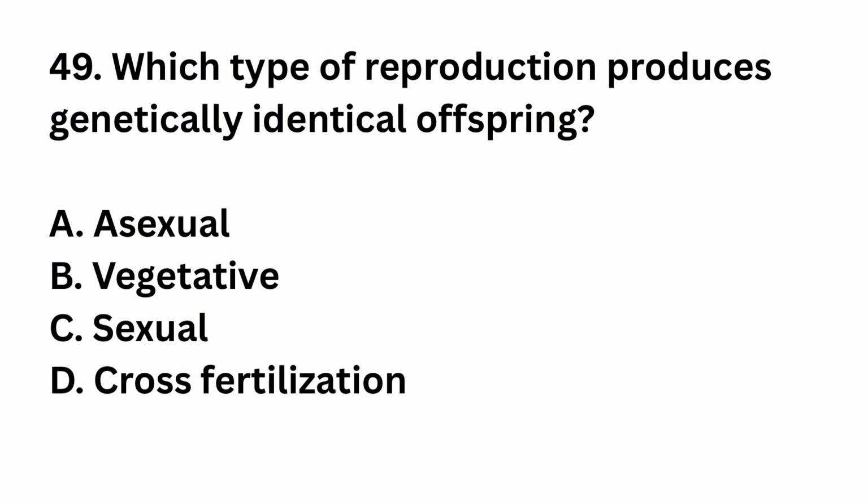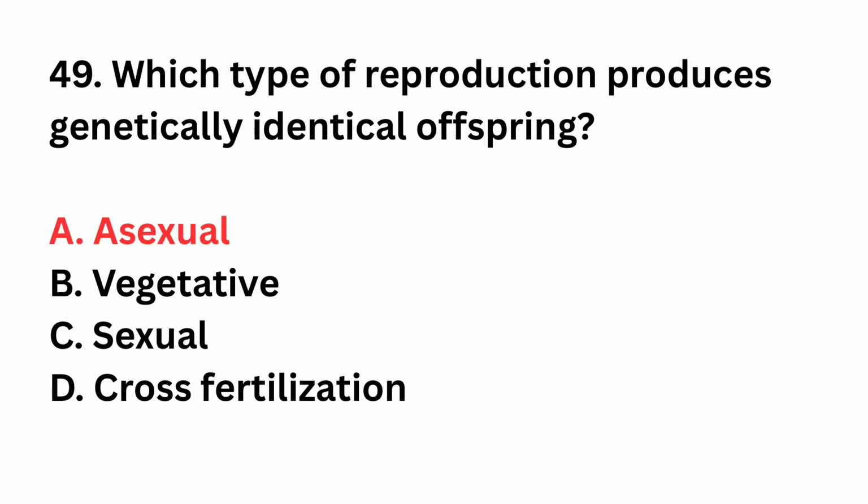Which type of reproduction produces genetically identical offspring? Asexual, vegetative, sexual, cross-fertilization. The right answer is option A, asexual. Asexual reproduction involves no genetic variation.